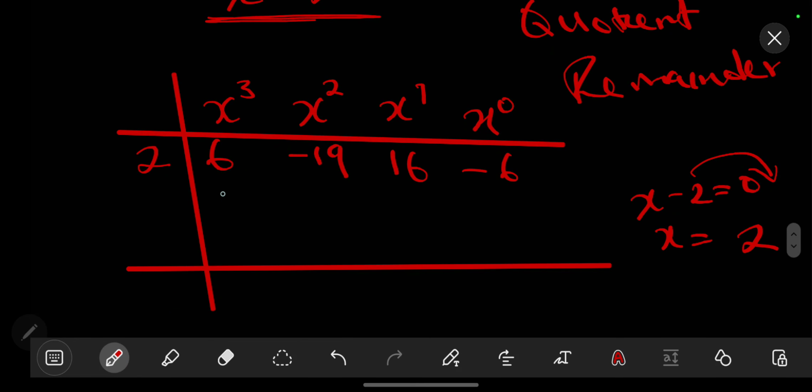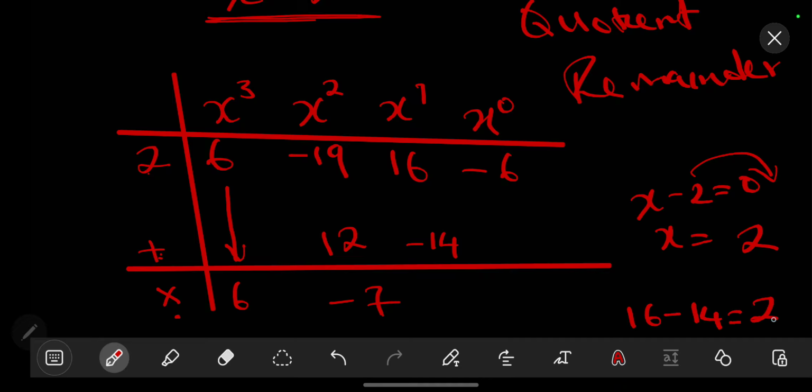Then all you have to do is drop this 6, then multiply 2 times 6. You are going to get 12 there. You add negative 19 plus 12. This will give you negative 7, like that. Then multiply 2 times negative 7. This will give you negative 14. Then add 16 plus negative 14, which will give you 2.